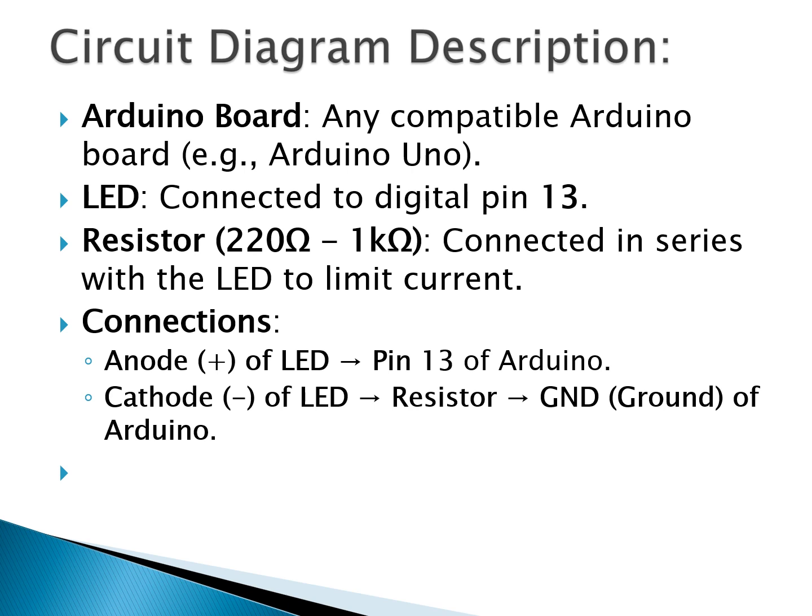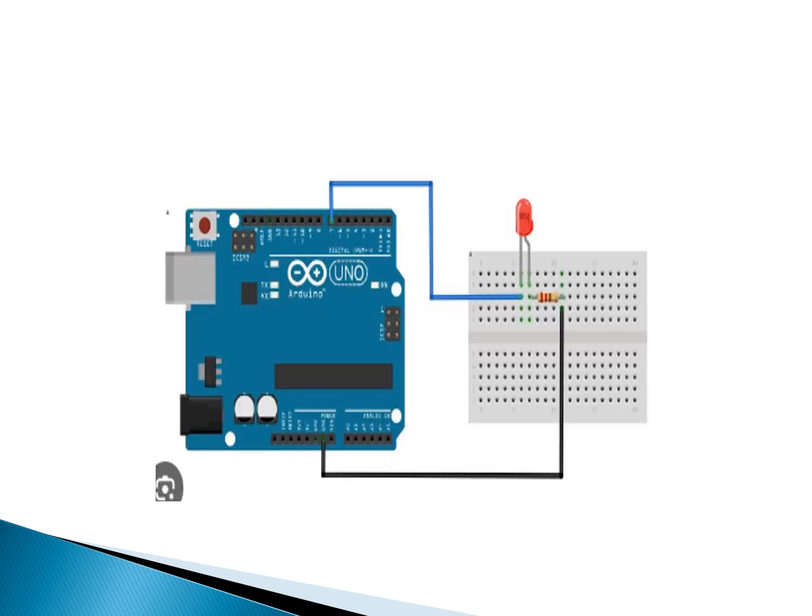Circuit diagram description. Arduino board: any compatible Arduino board, example Arduino UNO. LED connected to digital pin 13. Resistor, 220 ohm to 1 kilo ohm, connected in series with the LED to limit the current. The connections: the anode, which is the positive of the LED, goes to pin 13 of the Arduino, and the cathode of the LED is connected with the resistor, which is connected to the ground of the Arduino. The circuit diagram to blink an LED is shown here.